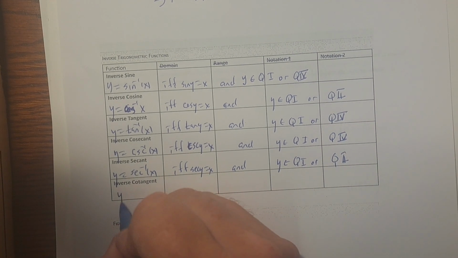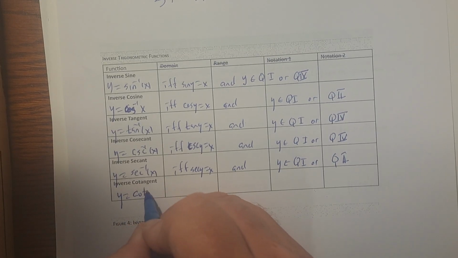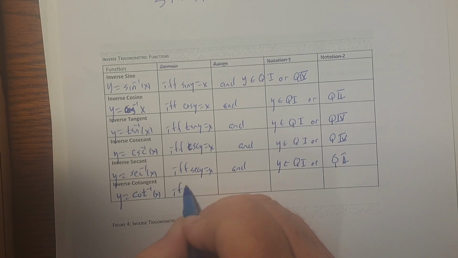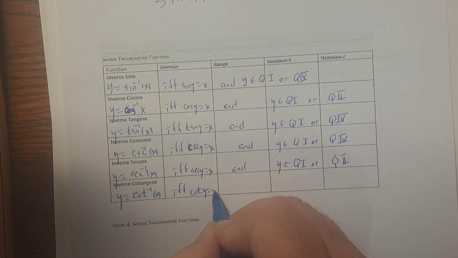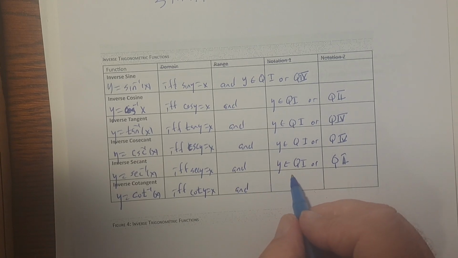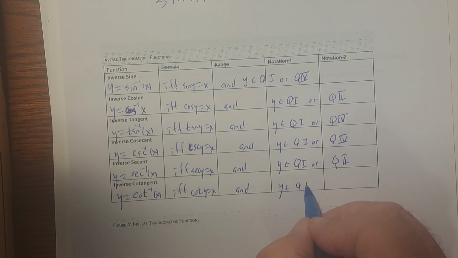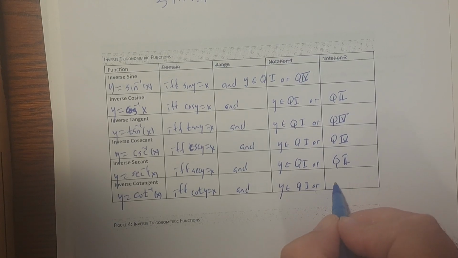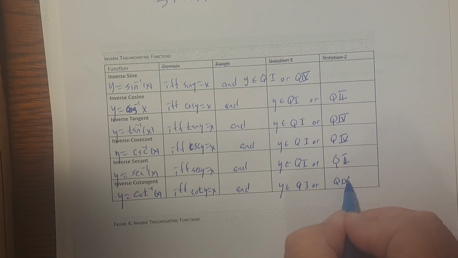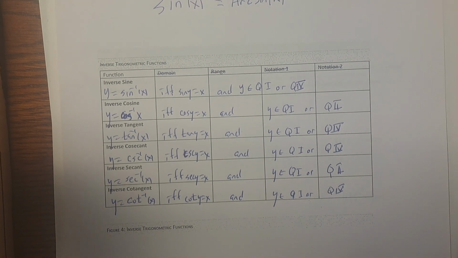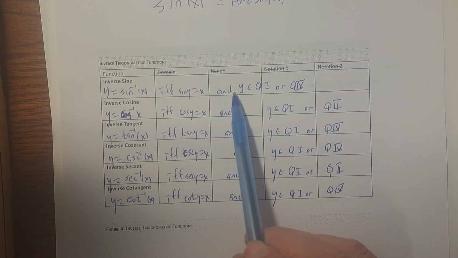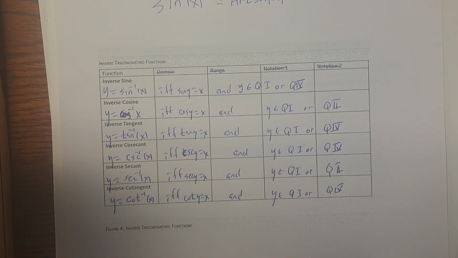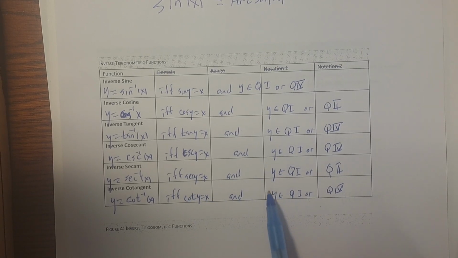And lastly, y is the inverse cotangent of x if and only if the cotangent of y is equal to x, and y comes from quadrant 1 or quadrant 4. Okay, and actually this is what we'll use to solve all the problems in this section and the stuff that came previously to this section.